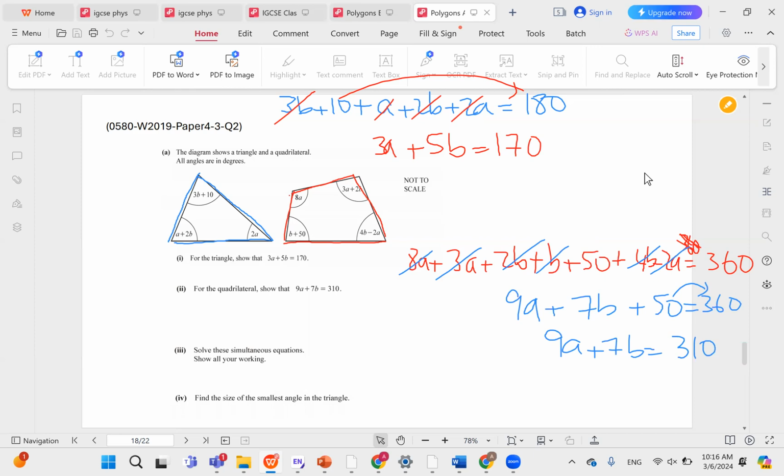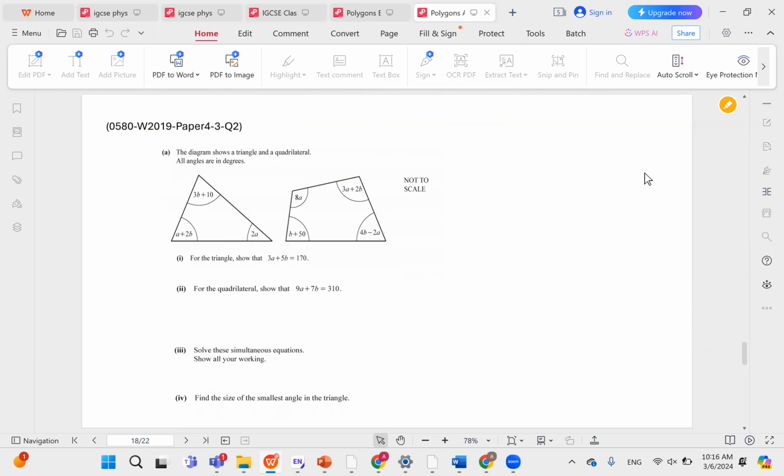Next, we are required to solve these simultaneous equations and show all of our working. I'm going to erase the writing on the screen since we have the final answers already given in I and double I. So we derived these equations. We proved that these equations are correct. In triple I, we are required to solve them together simultaneously. So we have 3a plus 5b equals 170. We have 9a plus 7b equals 310. We can multiply the first equation by 3.